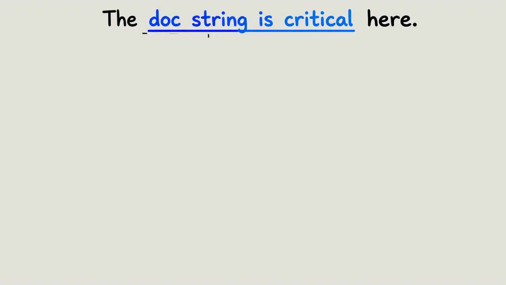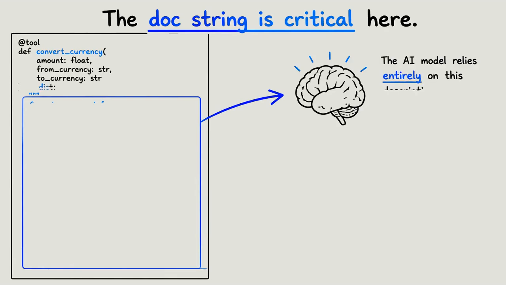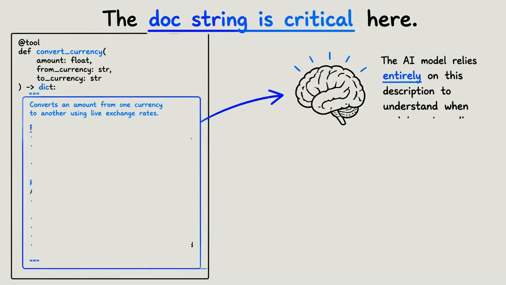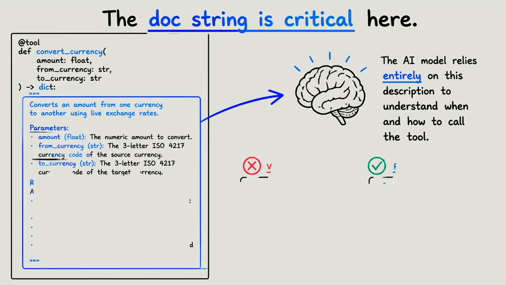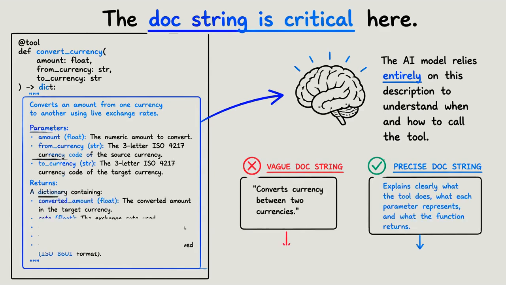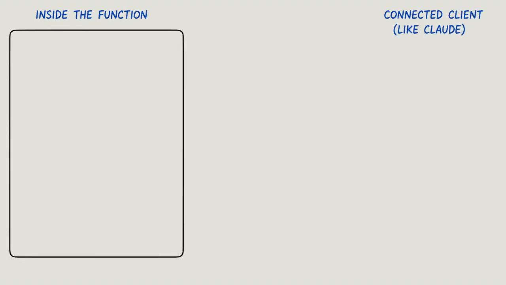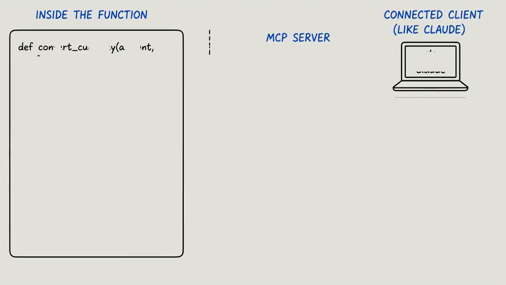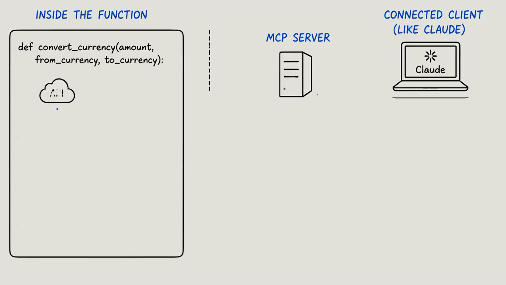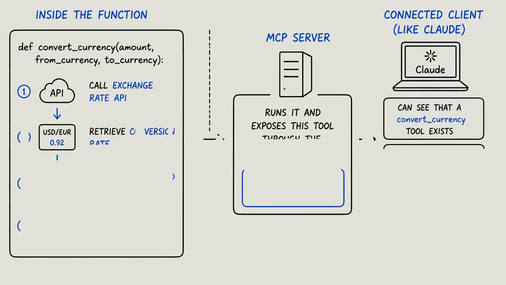The docstring is critical here. It should explain clearly what the tool does, what each parameter represents, and what the function returns. The AI model relies entirely on this description to understand when and how to call the tool. A vague docstring leads to incorrect usage. A precise one gives the model exactly what it needs. Inside the function, you call your exchange rate API, retrieve the conversion rate, calculate the converted amount, and return the result. When the server runs, it exposes this tool through the MCP protocol.